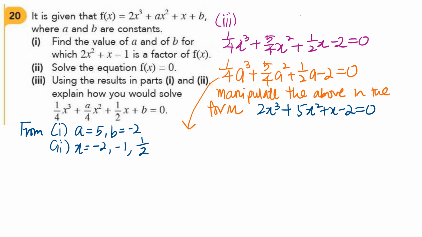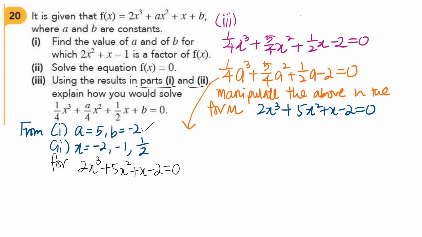Right, let's look at 20 part 3. So 20 part 3 says that using the results that we have obtained in part 1 and part 2. So what is it that we have got in part 1? For part 1, we managed to solve the values of a, which is 5, and b, which is negative 2. Then part 2, we managed to solve it to get the solutions. The solutions we get are x equals to negative 2, negative 1, half for 2x cubed plus 5x squared plus x minus 2 equals to 0.